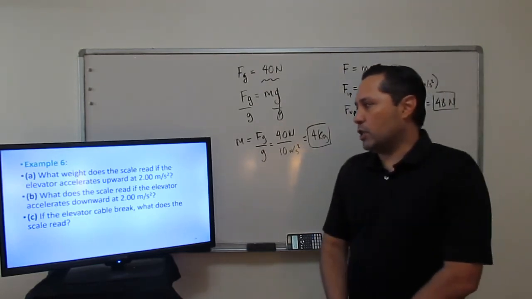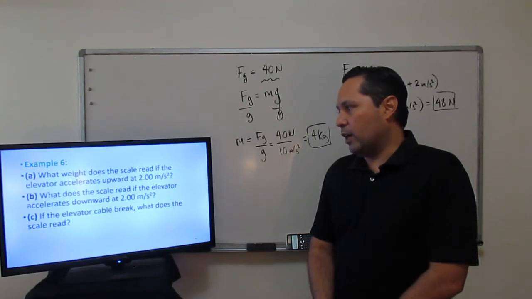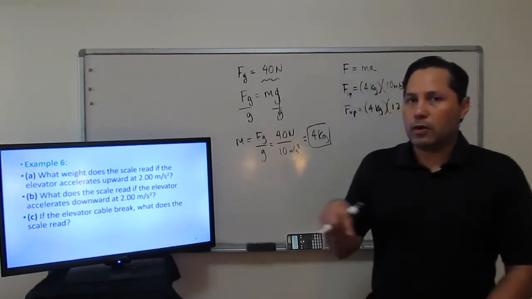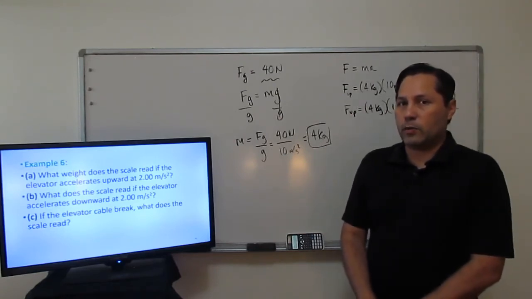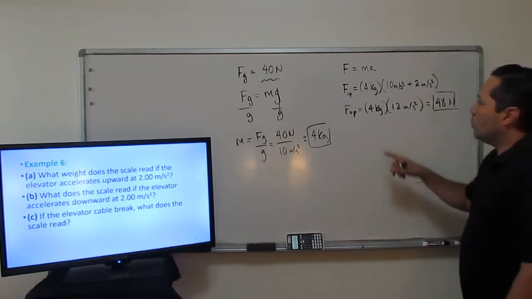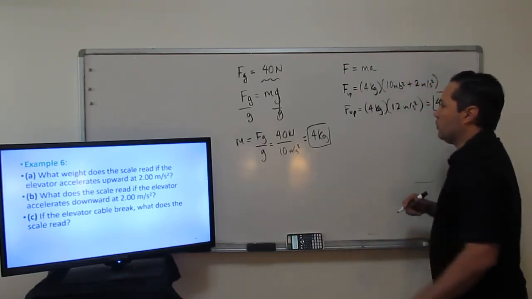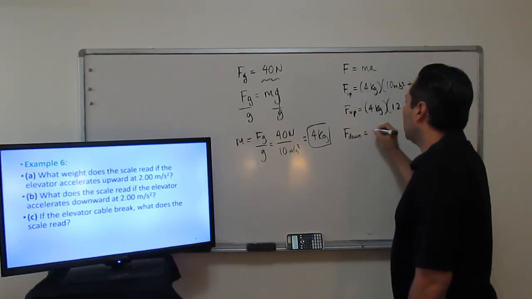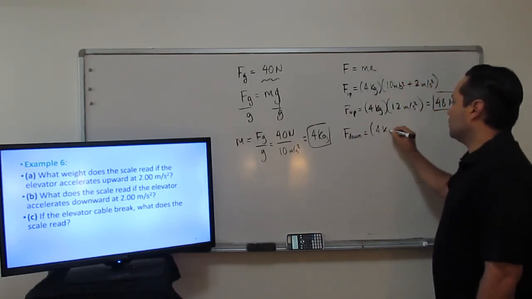Part B, they ask what does the scale read if the elevator accelerates downward at 2 meters per second squared? Now the elevator is accelerating downwards at 2 meters per second squared. At this point, we will use a very similar formula. We have the mass of the fish. So now I'm going to put force down. It's going to look like this.